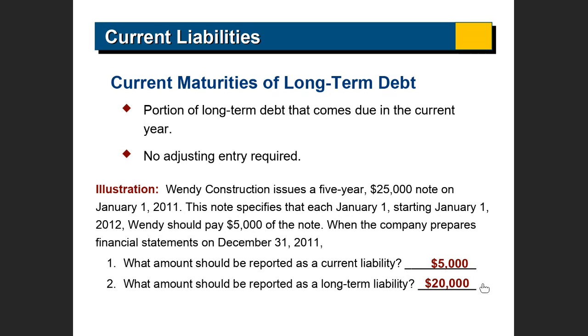We used to adjust it once at the end of the year. So we'd see the next year from December 31st to the next December 31st, how much principal is going to be paid. That would be reported in the current liability. The rest is going to be in the long-term liability.